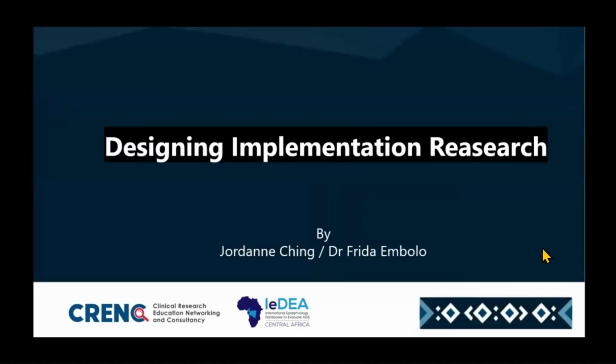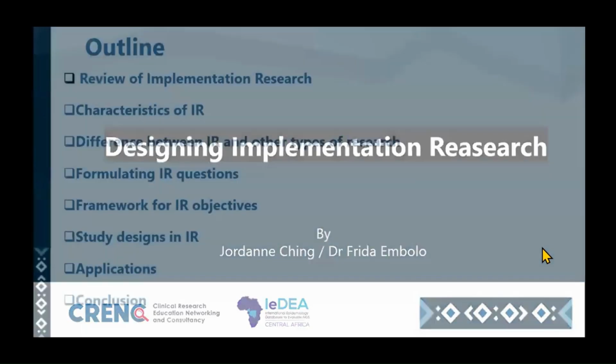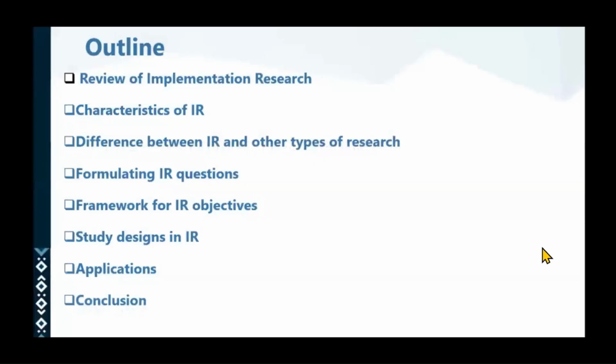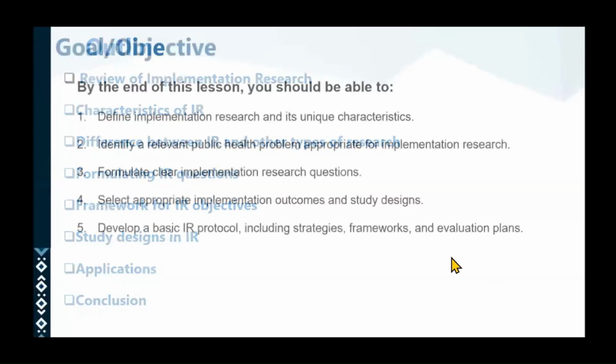So today we'll be looking at designing implementation research, and we're going to adopt this outline, beginning with a review of implementation research, which is just a summary of all of what we've been learning for the past 2 weeks. Look at the characteristics of implementation research and the differences between IR and other types of research. Then we'll look at how we can formulate implementation research questions and the framework for formulating implementation research objectives. We look at the study designs and applications, and then we conclude.